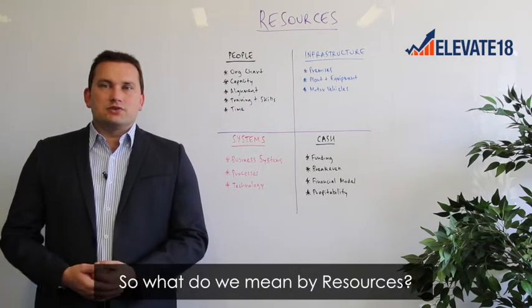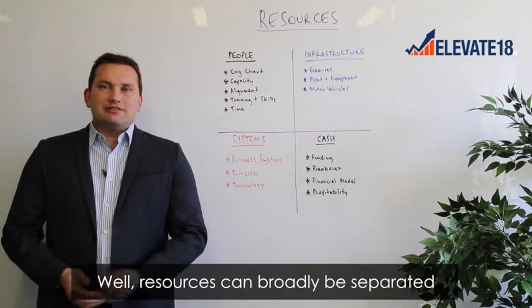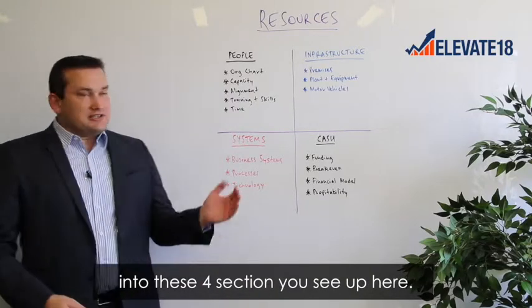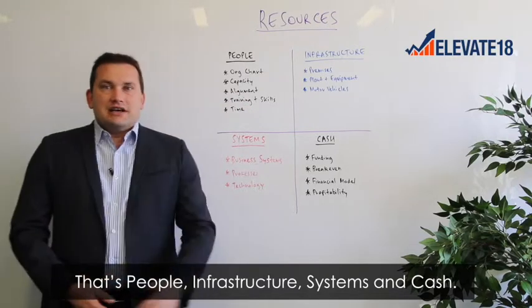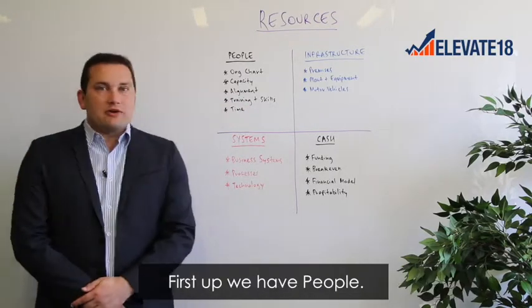So what do we mean by resources? Well, resources can broadly be separated into these 4 sections that you see up here. So that's people, that's infrastructure, we've got systems and cash. And so first up we have people.